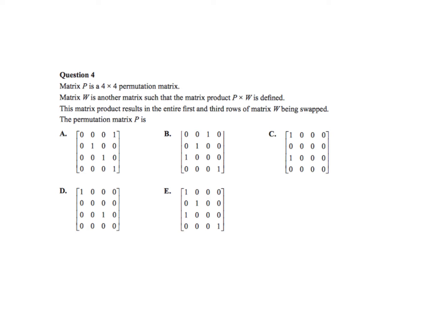Okay, matrix P is a 4x4 permutation matrix. Matrix W is another matrix such that the matrix product PW is defined. So the matrix product that results in the entire first and third rows of W being swapped. So they want the permutation. It's a bit confusing, so we're just going to write out what they're doing. So they're doing PW, and you know permutation is a 4x4.